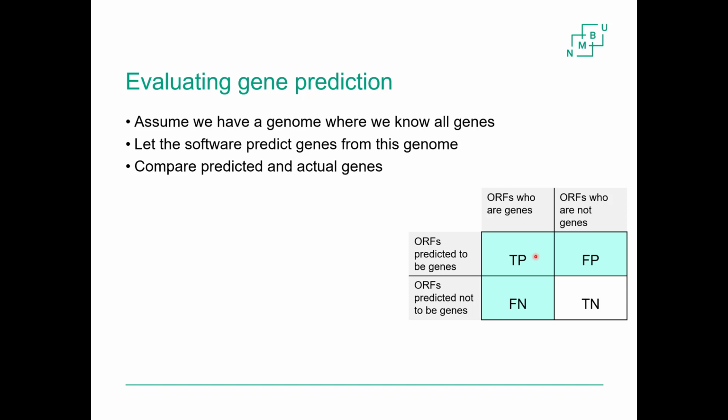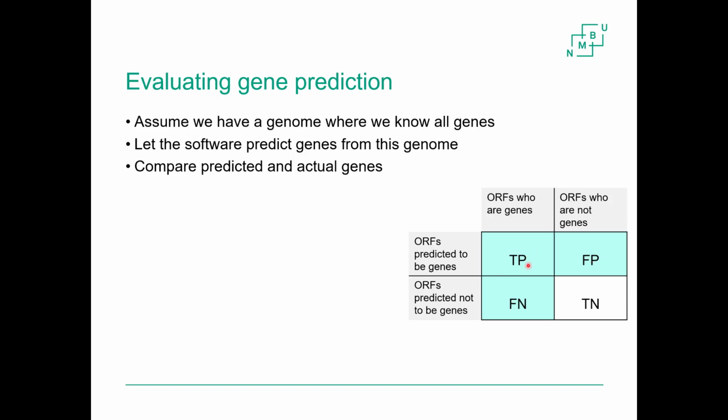But of course, we must expect to have some errors. And here is one way of making an error, the false positives. Those are all the cases where we predict a gene which is actually not a gene. That's a false positive. And the other way of making an error is down here, where the ORF is actually a gene, but it's predicted not to be one. So that's the false negatives. So the errors are in these two cells here. And these numbers should be as close to 0 as possible, right?